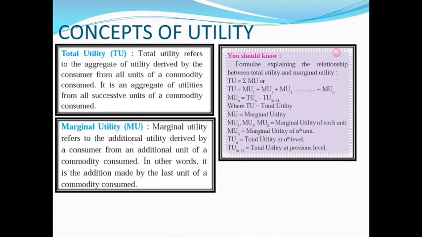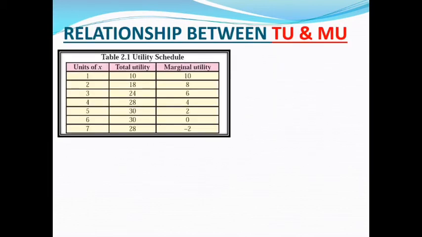Let us move forward and understand them with the help of a schedule. Yes, my dear students, in your textbook, the relation between TU and MU is explained with the help of this utility schedule, where you have 3 columns in all: units of commodity X, total utility derived, and marginal utility. Let us try and understand the relationship between TU and MU.